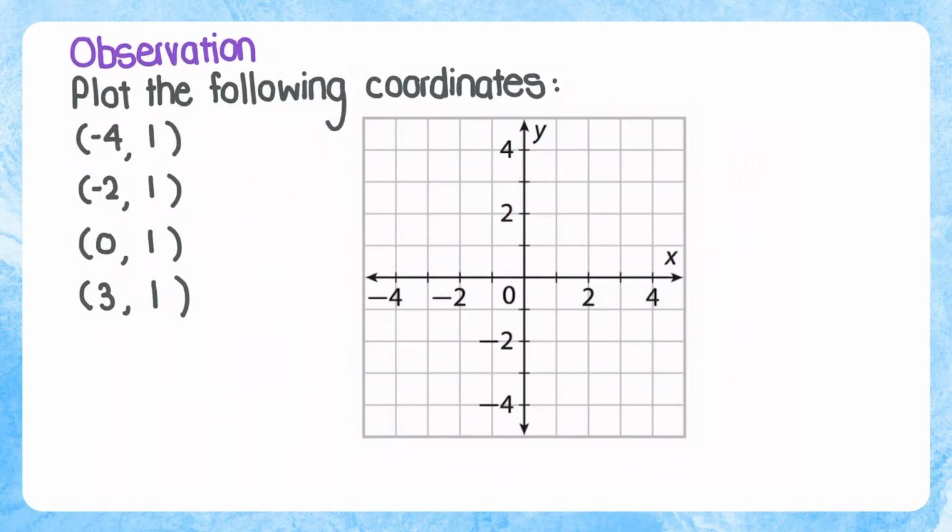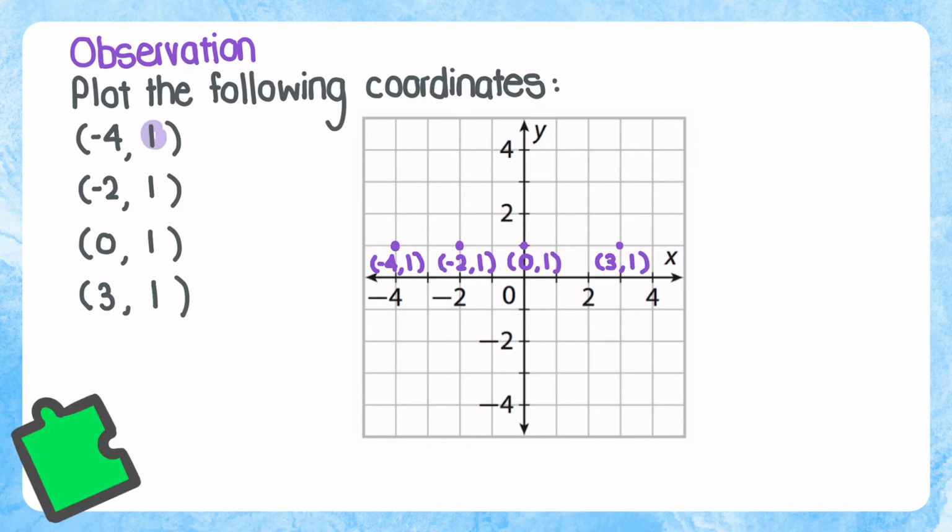Next, let's focus on horizontal lines. These are lines going left to right. Like earlier, we are going to make an observation by plotting the following coordinates. I have negative 4, 1 right here. I also have negative 2, 1, and 0, 1, and lastly 3, 1.